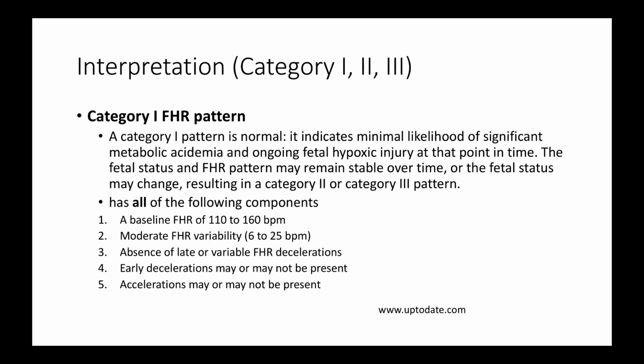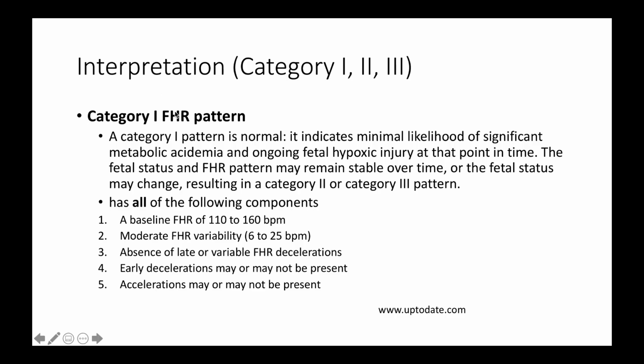And so finally, we have to give an interpretation to our findings for these fetal strips. We usually give our interpretation by saying if it's category 1, 2, or 3. A category 1 fetal heart rate pattern is normal, and this indicates minimal likelihood of significant metabolic acidemia and ongoing fetal hypoxic injury at the point that the strip was done. The fetal status and fetal heart rate pattern may remain stable over time, or the fetal status may change, resulting in a category 2 or category 3 pattern.